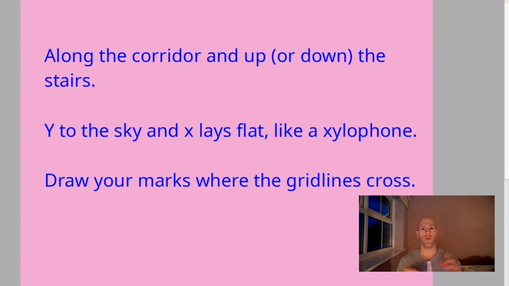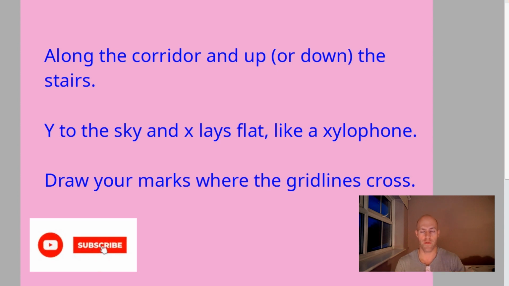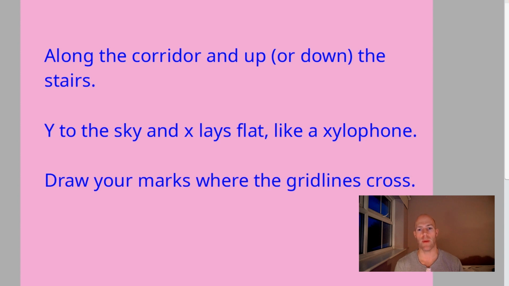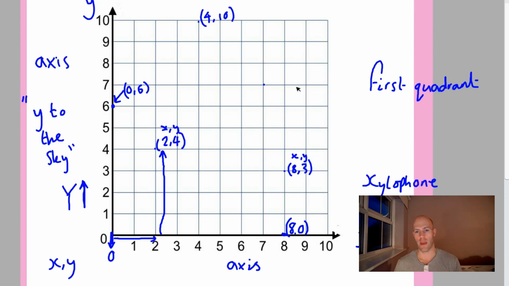Secondary school is always 4 quadrants. You're using all kinds of functions and different bendy lines when you get to secondary, but primary, we need to understand that still. Y to the sky, so your y-axis is the vertical, and X lays flat like a xylophone. That's a good starting point. And draw your marks where the actual grid lines cross. Don't want to see any marks midway through points, or in the space. No, you want to be on the grid lines, so you can guarantee it's accurate there. Use a ruler if you need to on any of the crossing lines.